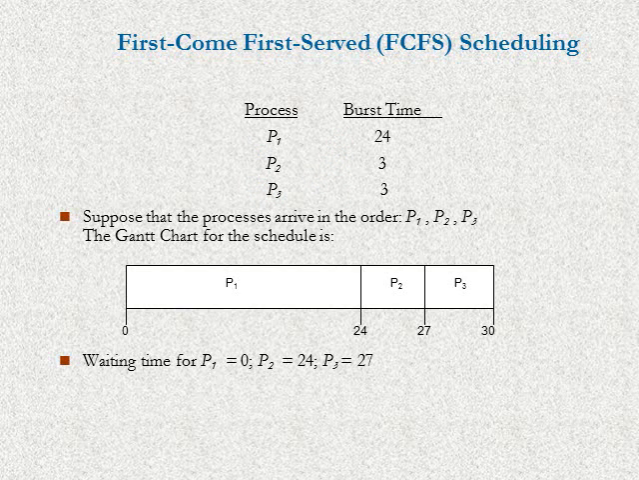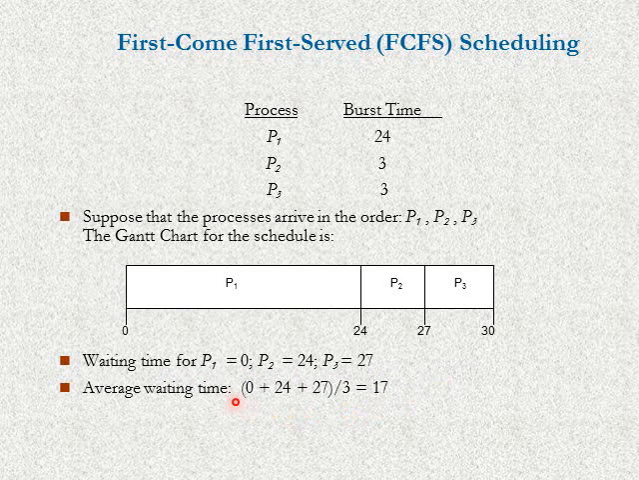The waiting time for P1 is 0, as it arrived at time 0 and it is given to the processor at the same time. So the waiting time for P1 will be 0 minus 0 equals 0. The waiting time for P2 is 24, as it arrived at time 0, but it got the processor at time 24. So 24 minus 0 is 24. Likewise, P3 arrived at time 0. However, it went into the processor at time 27. So 27 minus 0 is 27. So these are the waiting times for these processes.